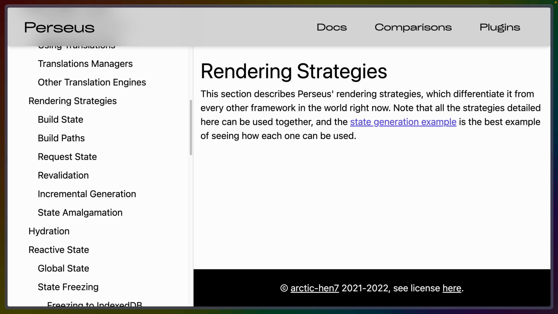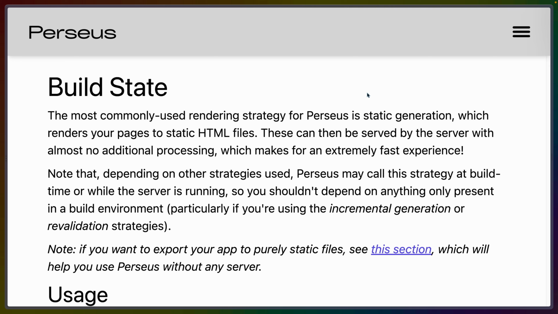But on the other end, we have a number of different caching and revalidation strategies that we can use to determine when and if a certain page should be updated. With those caching strategies comes different ways of fetching the data that we need and generating the URLs that we want to render. So let's start with what they call build state.